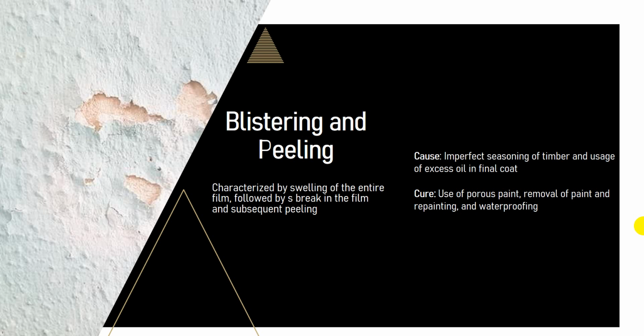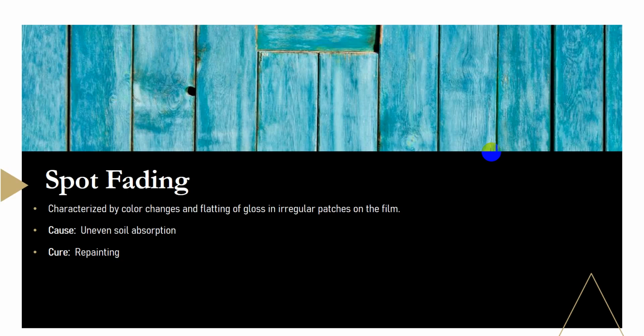Blistering and peeling. Swelling is caused by the formation of an air bubble under the paint film due to the presence of moisture or oil. If it is caused by moisture, it is called peeling. If due to oil and grease, then it is blistering. The cause is the imperfect seasoning of timber and usage of excess oil in the final coat, while the possible cure is the use of porous paint, removal of paint and repainting, and waterproofing.